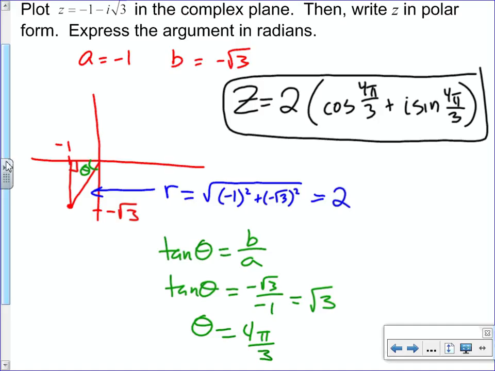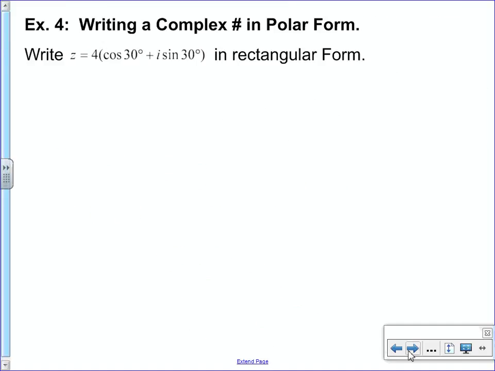Euler. So preview, if you look up, e to the ix is another form of polar. That's called Euler's formula. Not Euler, Euler. Swiss or something.